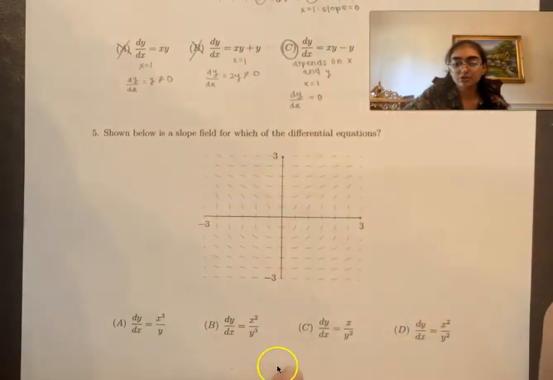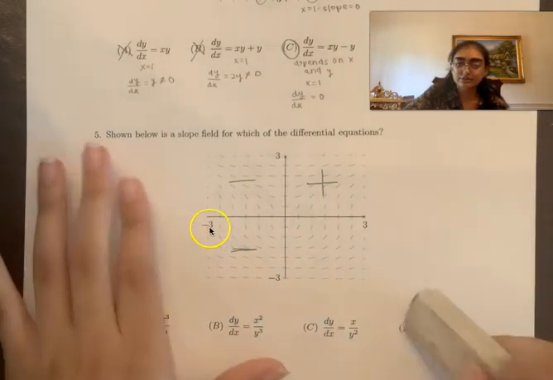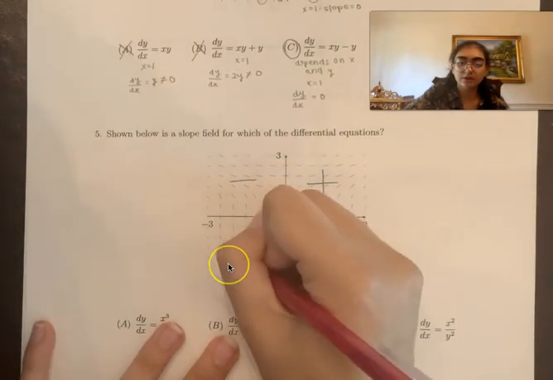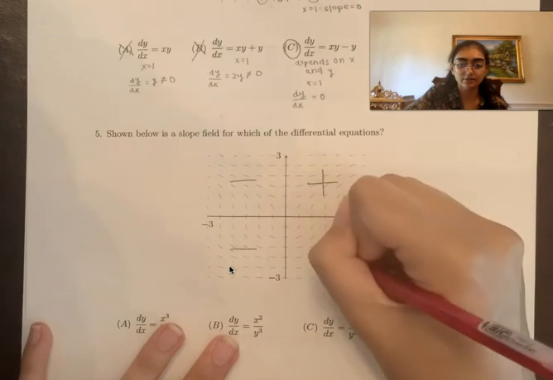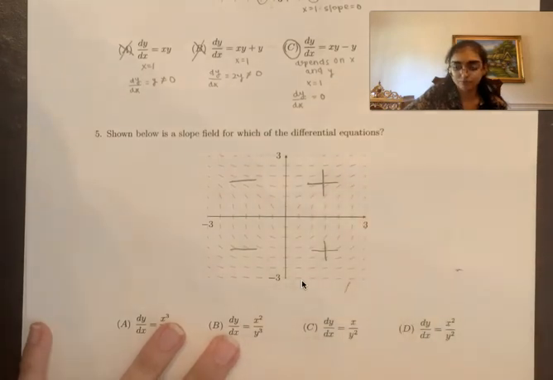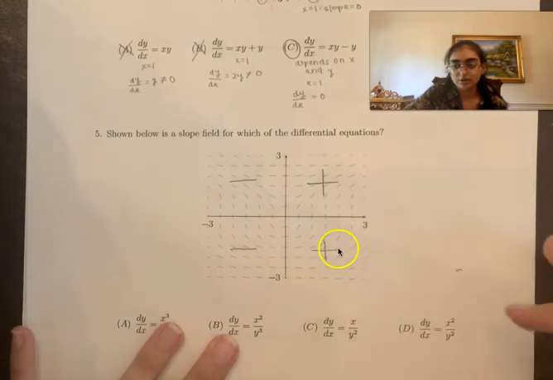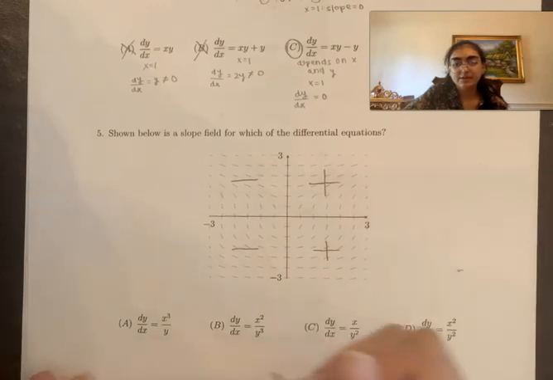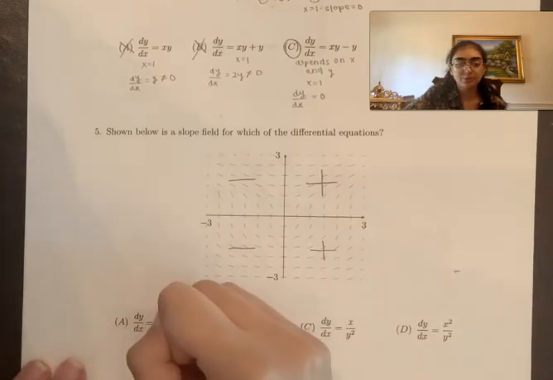In the second quadrant, we see that all of the slopes are slanting the other way. That means they're generally negative. The same thing in quadrant 3: all of the slopes are slanting this way, so they're generally negative. And in quadrant 4, all the slopes are going this way, as you can see, so they're generally positive.